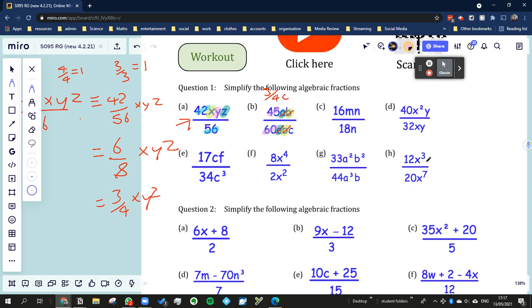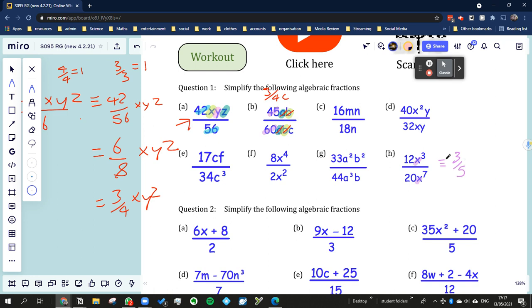What about when you've got a like term, like this one here? Well, we've got x's, but you've got x to the power 7, and then divided by x to the power 3. Well, first of all, 12 over 20, we can simplify that. That would be 6 over 10, which would be 3 over 5. So that could be 3 over 5.